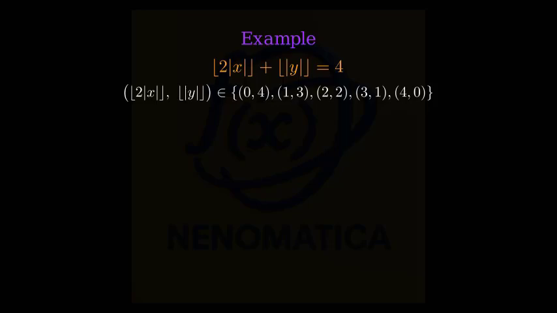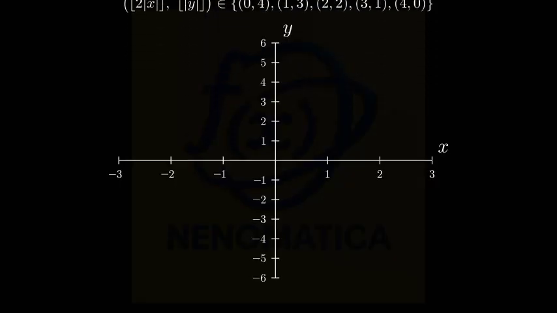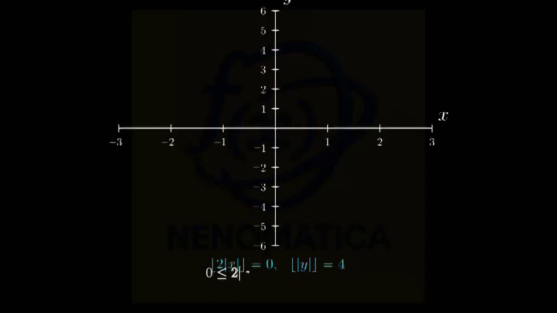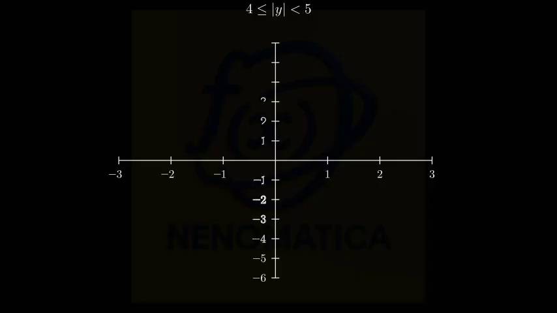For each pair, we convert the floor into an interval and shade the corresponding rectangles on the coordinate plane. Let us set up a coordinate plane that reaches a bit beyond x equals plus or minus 2.5 and y equals plus or minus 5. We'll keep this diagram on screen and add each case to it in color.